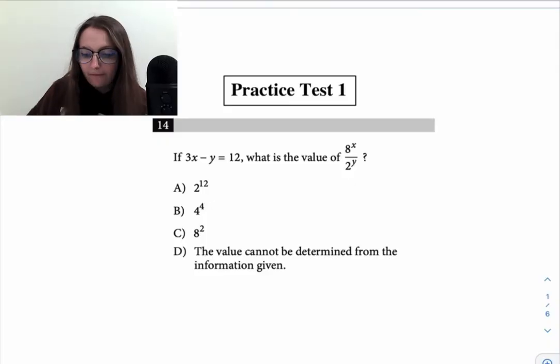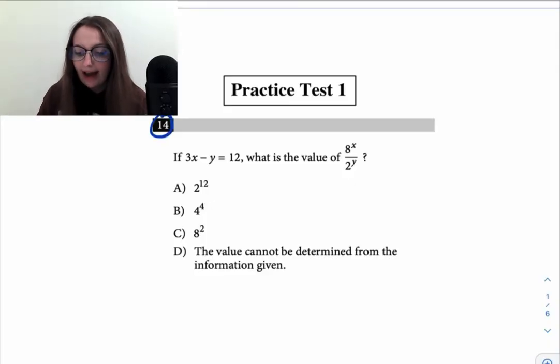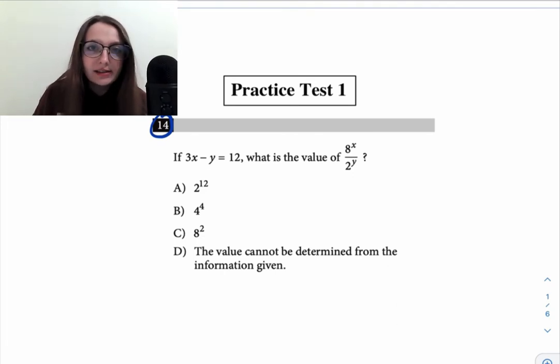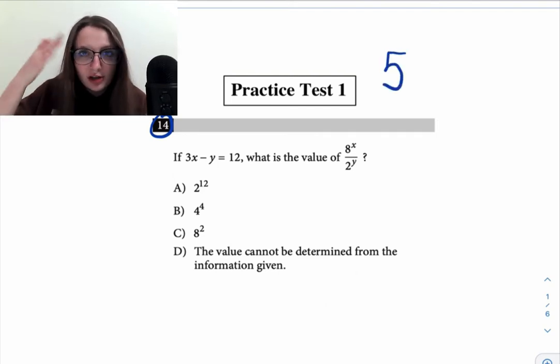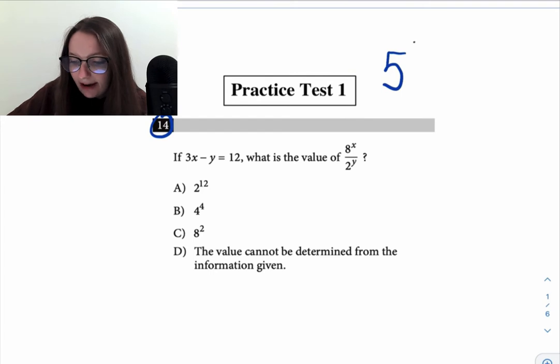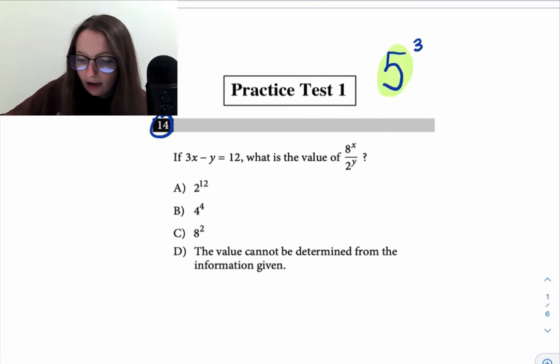Let's begin first with this question right here from practice test 1. I first want to discuss some terminology that I'll be referring to throughout this video, just so we're all on the same page. I'm completely making up this example. Let's say we have 5 to the third. We call the 5 the base, and we call the little 3 up here the exponent. So that's what we mean when we say the base and the exponent.